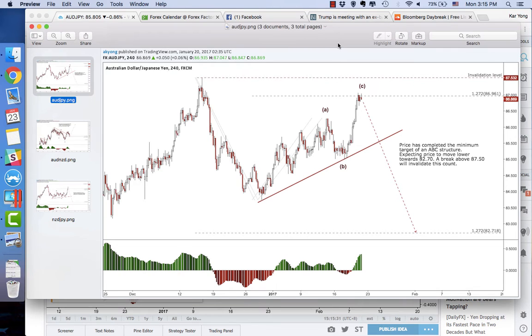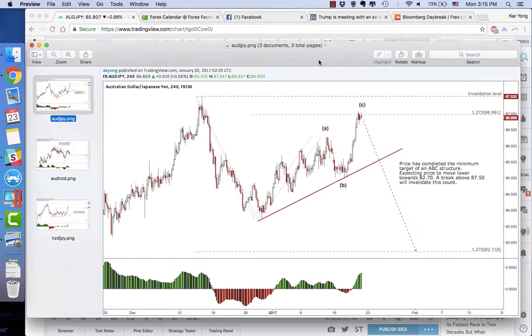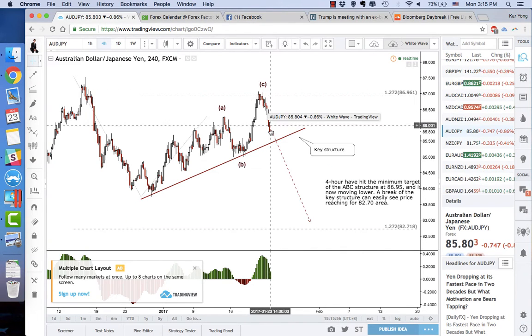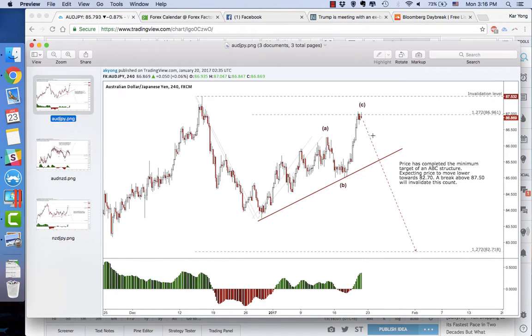We actually shared this on the 20th of January with our traders as well, stating that price has completed the minimum structure of ABC at 86.95. From there we expect a drop at least towards this lower trend line, and if it breaks, potentially all the way to 82.7. Today, with the new market open, you can see this nice drop already towards 85.80. Pretty nice, it's about 100 pips from there.